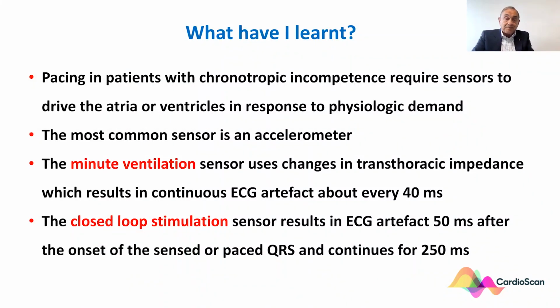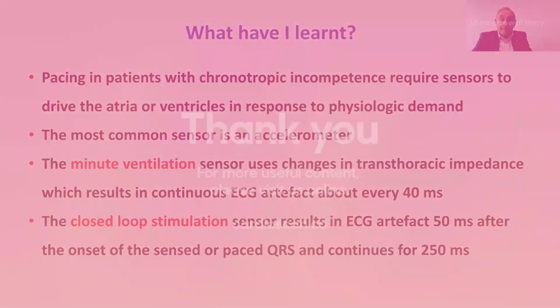So what have we learned? Pacing is required in patients with chronotropic incompetence to drive the atrium and ventricle in response to physiologic demand. The most common sensor is an accelerometer. The minute ventilation sensor uses changes in transthoracic impedance, which results in a continuous ECG artifact every 40 to 46 milliseconds. The closed loop stimulation sensor results in an ECG artifact 50 milliseconds after the onset of the sensed or paced QRS and continues for another 250 milliseconds.